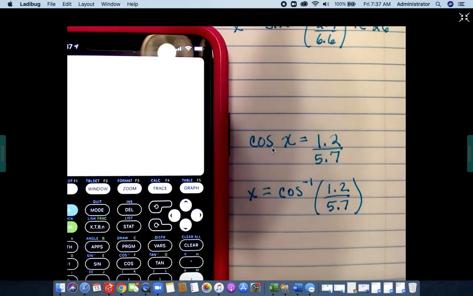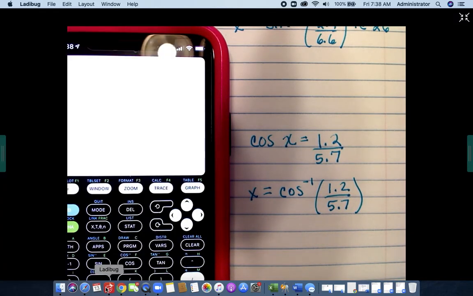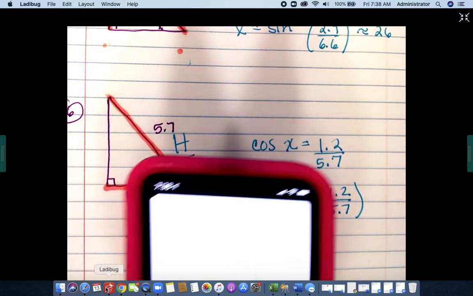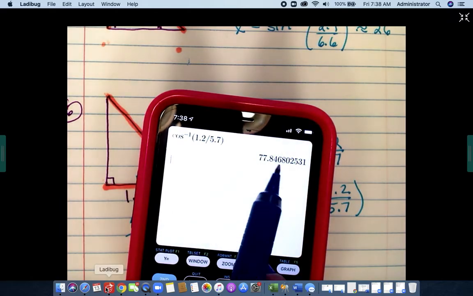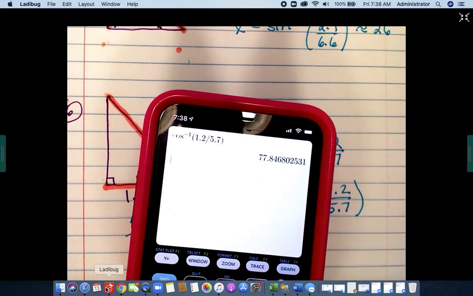And it said round to the nearest tenth, right? Is that right? I forget. To the nearest tenth. All right, so I'm going to hit second cosine of 1.2 over 5.7. Try to get where you can see it good. There we go. It's not too bad. So to the nearest tenth of a degree, if I look at the 4, 4 does not make the 8 round up because it is less than 5, so I'm going to round to 77.8.